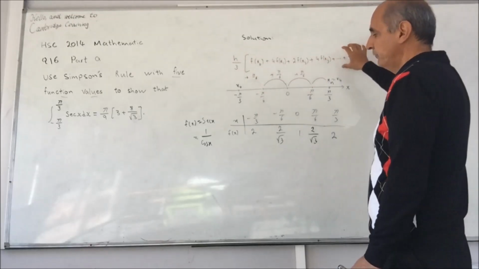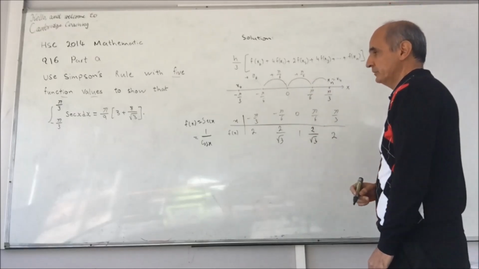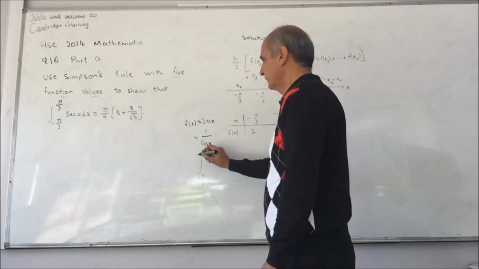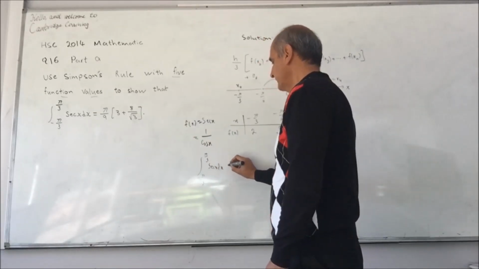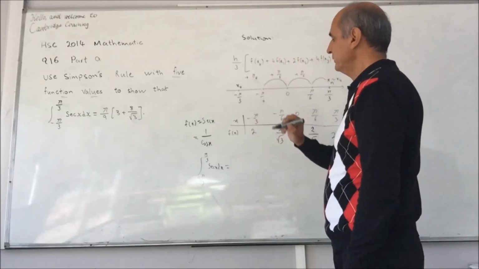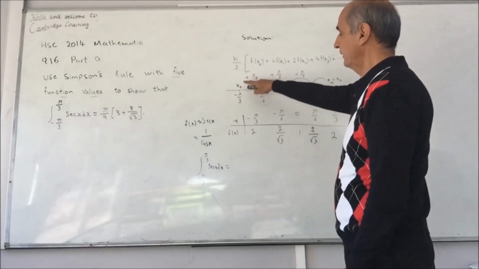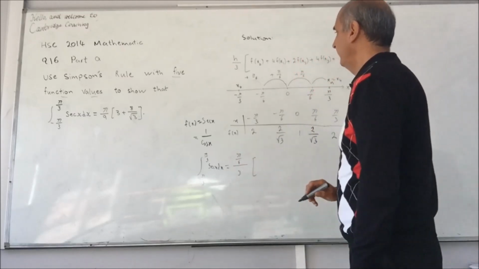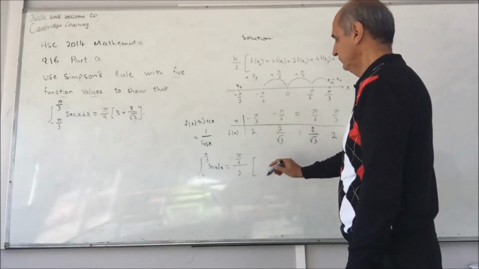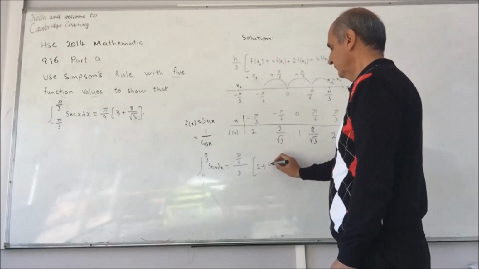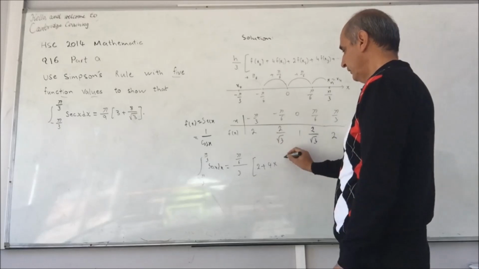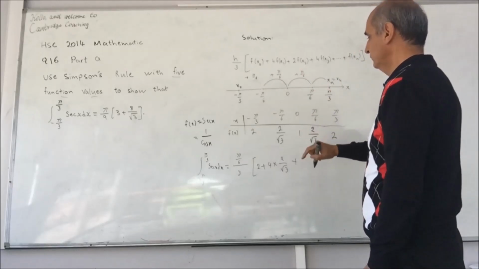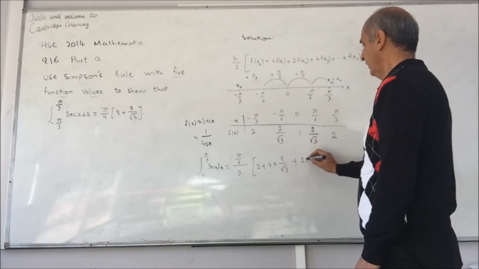I'm going to use this formula to find the value of my integral, or an approximation to my integral. So the integral from minus pi on 3 to pi on 3 of sec of x dx is equal to h over 3. We said h is the length of each subinterval, which is pi on 6. So you put pi on 6 over 3. And now f of x0 is 2, plus 4 times f of x1, f of x1 is 2 on root 3, plus 2 times f of x2, that is 2 times 1.